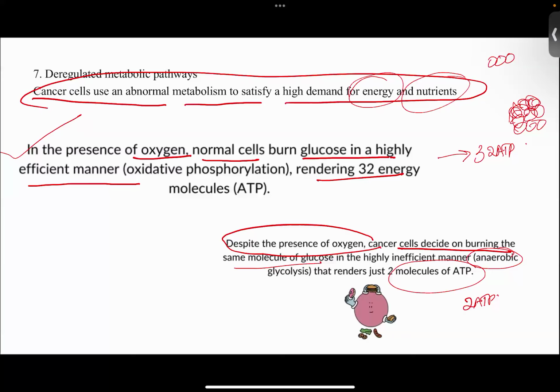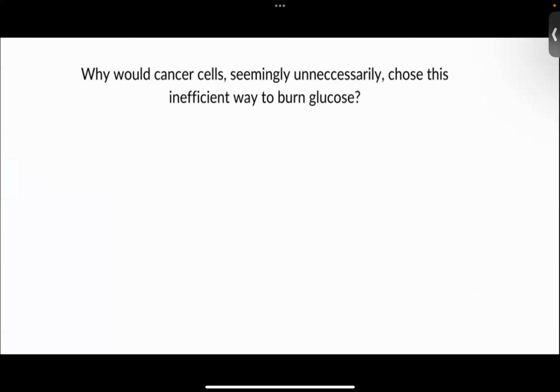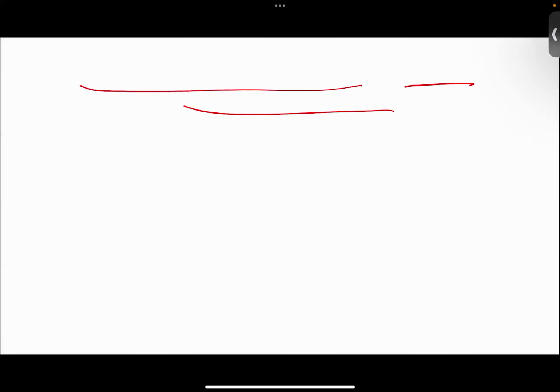So what happens because of that? There is less energy formation, right? So what this cancer cell does is it will start utilizing a lot of glucose, because the energy formed is less. It will automatically start taking a lot of glucose, and it will undergo abnormal metabolism.